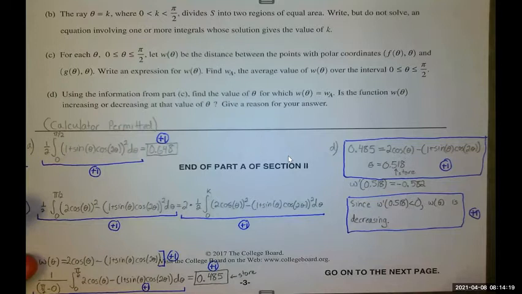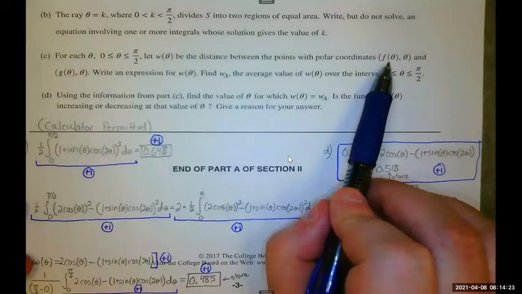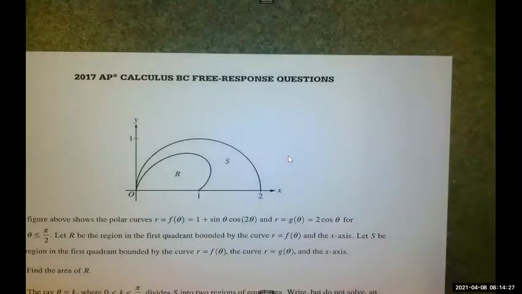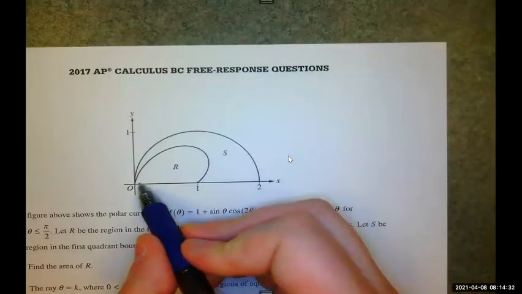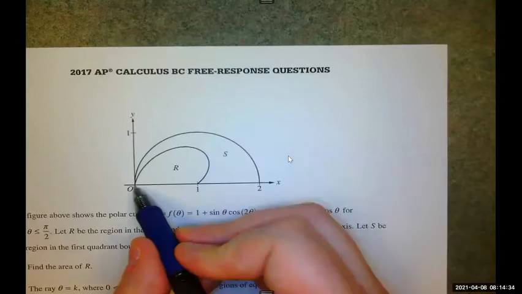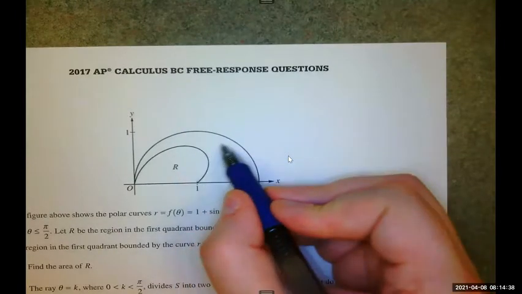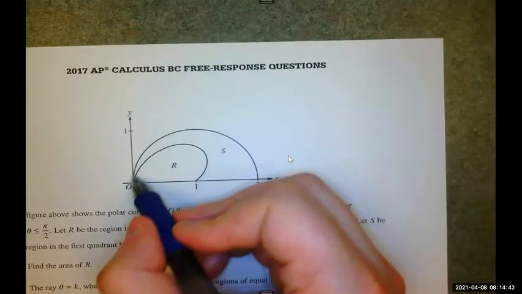Part C. W of theta is the distance between the points on F and G. So that's this distance here. Remember, r extends out from the origin out to here. So it hits both curves here and here. So it's this distance right here. So it's, again, this value minus this value.